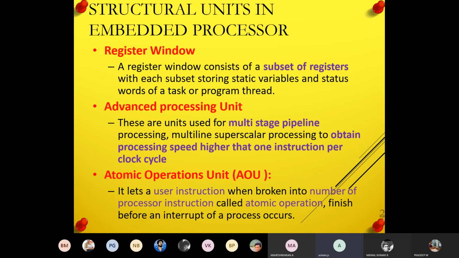And the advanced processing unit will be used for a multi-stage pipelining processor. Pipelining means executing multiple instructions in a cycle. And the atomic operation unit is another one. In a pipeline, in the first cycle it will fetch the first instruction. In the second cycle it will decode the first instruction as well as fetch the second instruction. But if you go for the atomic operation unit, it will do the operations simultaneously.